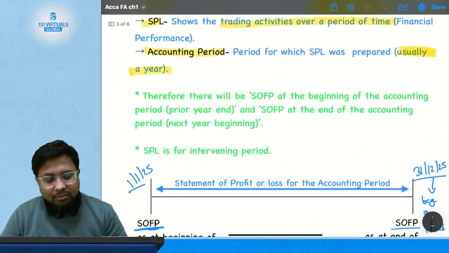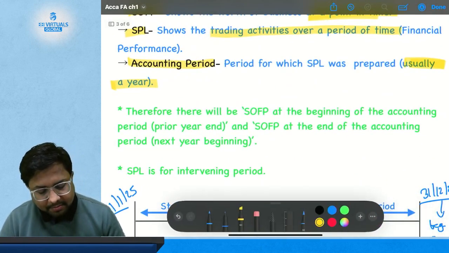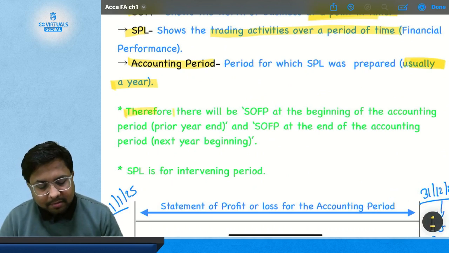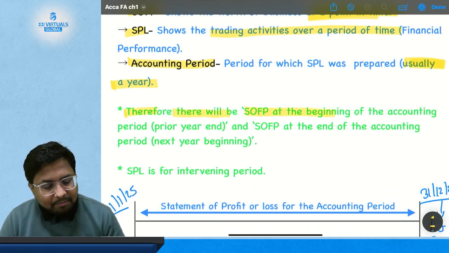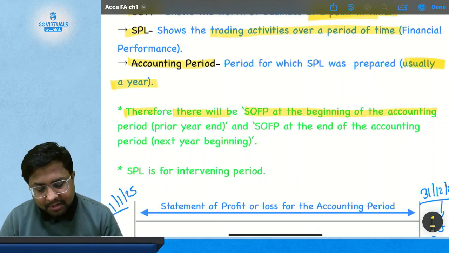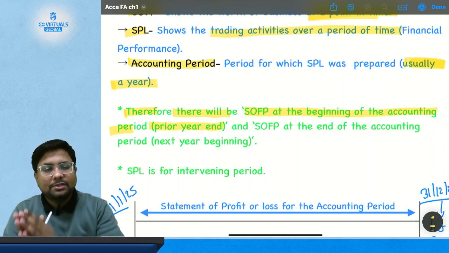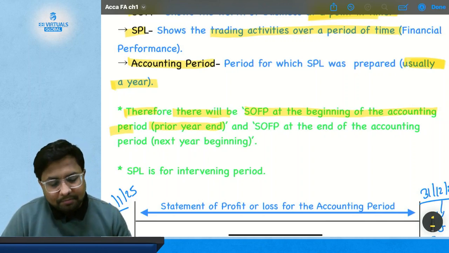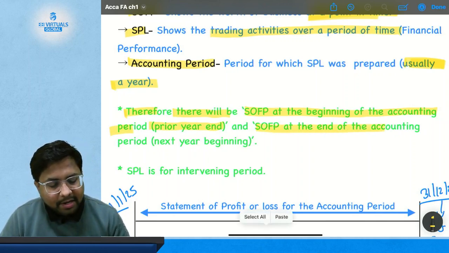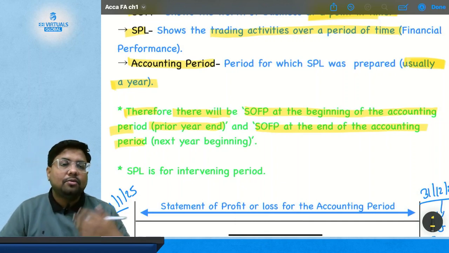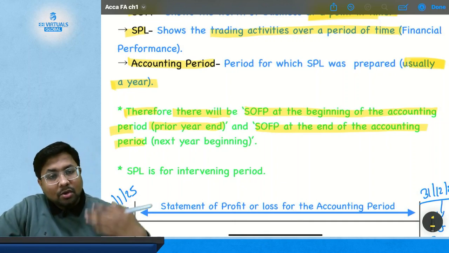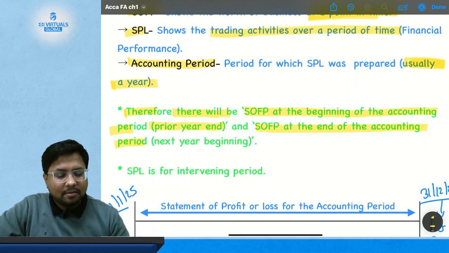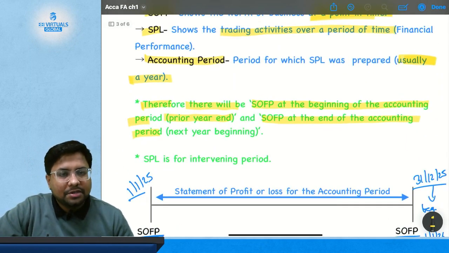Okay, so now read this line. There will be, therefore, SOFP at the beginning of the accounting period, that is, prior year end. So whatever the SOFP at the prior year end will be the same for the beginning of my accounting period, and SOFP at the end of the accounting period will be the same for the next year's beginning accounting period statement of financial position.